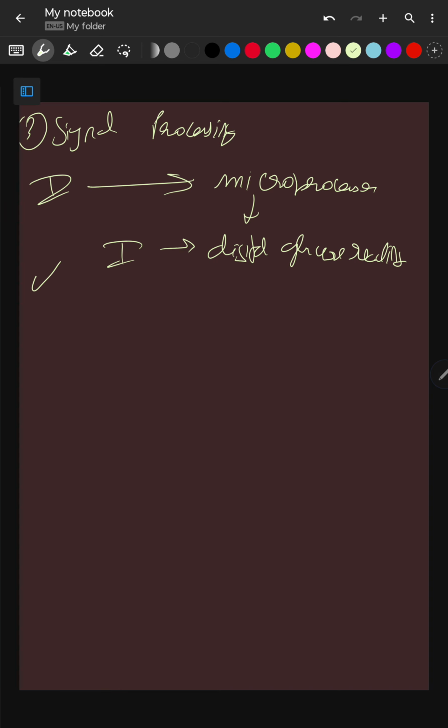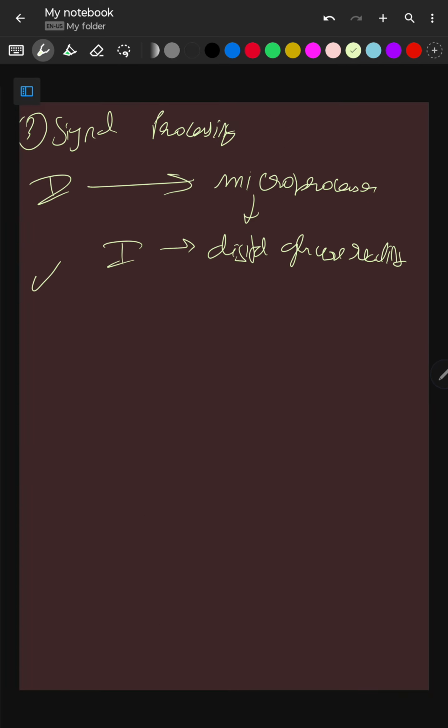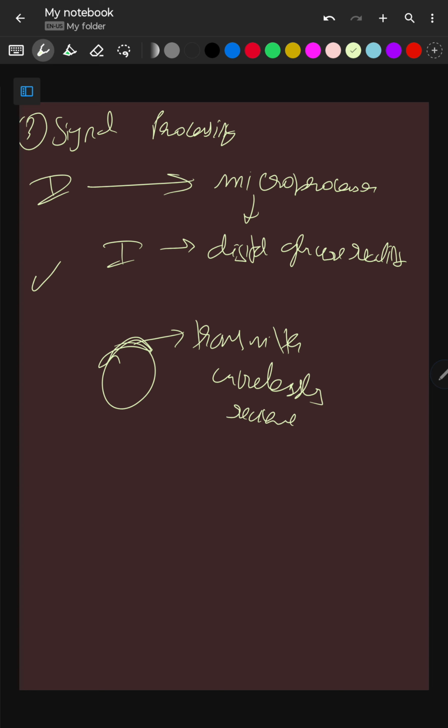Now in the case of a continuous glucose monitor, up till here it is the same, just the signal processing part differs. The probe has a transmitter. This transmitter will send signals wirelessly to the receiver. The receiver can be a phone, smartwatch, all of that. Now I'll just tell you how this works.